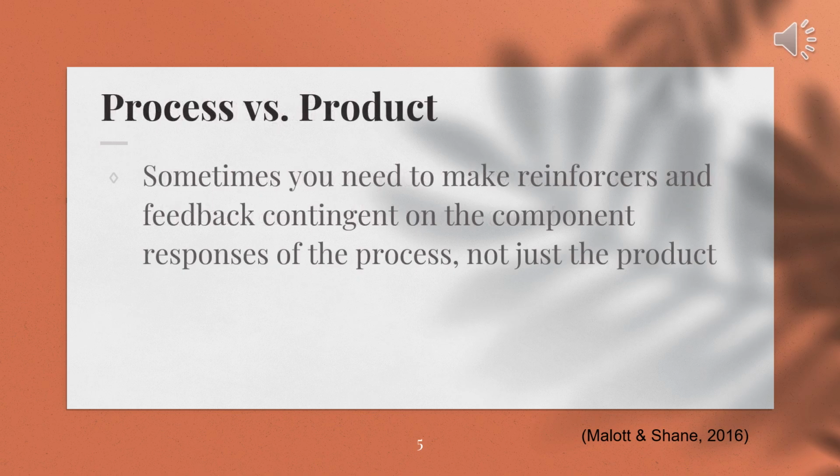The process versus product general rule, also defined by Malott and Shane, states, sometimes you need to make reinforcers and feedback contingent on the component responses of the process, not just the product. What this means is we need to reinforce individual steps within a chain response in order to get those steps to occur before we can make reinforcers contingent on solely the completion of the entire chain.